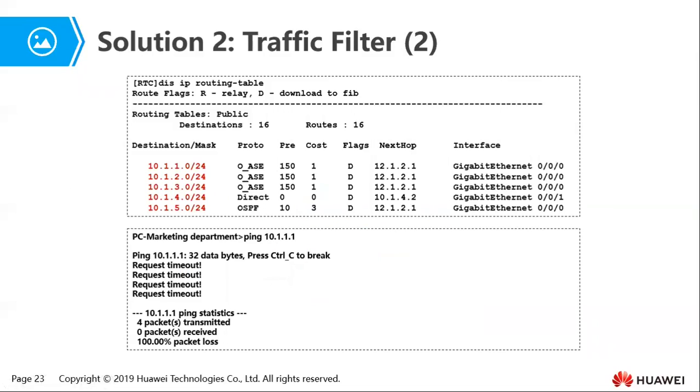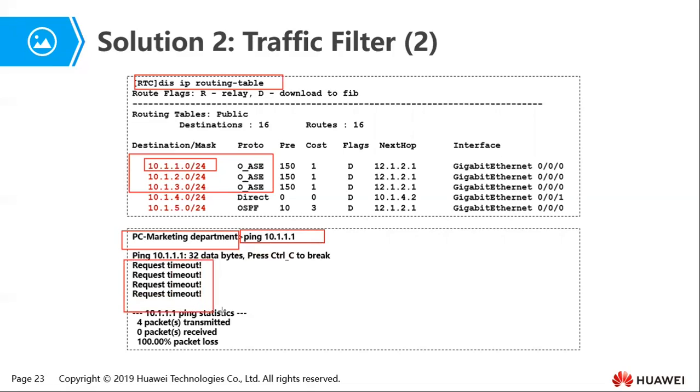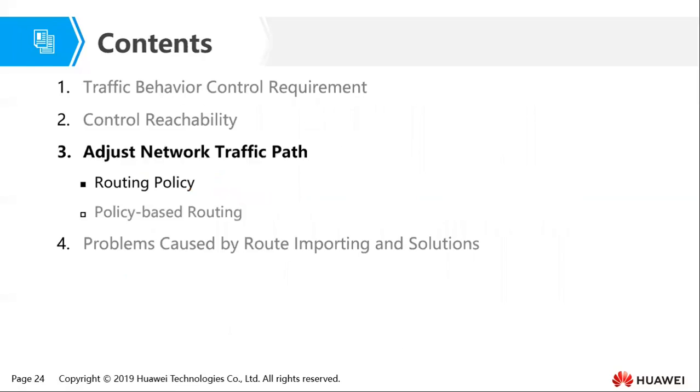Okay, so if we check the routing table for RTC, we're going to see that all the external routes have been learned. So we have the route that is going to the finance department in our routing table. But from a PC in the marketing department, if we try to ping 10.1.1.1, it is simply going to time out because of the traffic filter that we've just configured in the previous slide. Okay.